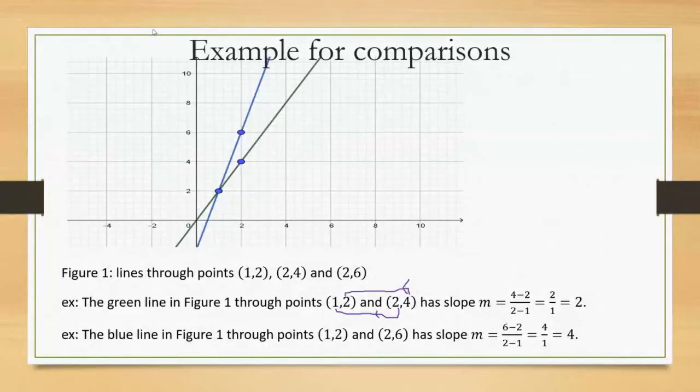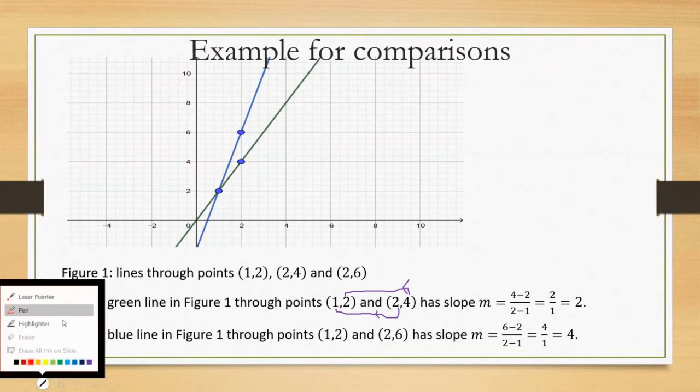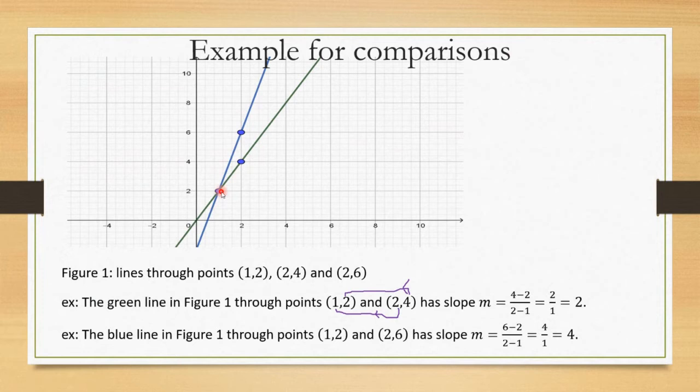So for that line, right, that's going to pass through the points (1, 2) and (2, 6). Here's (1, 2), this is (2, 6), passing through that. So let's calculate the slope. Here, well, what the heck? This is red, but that's okay.